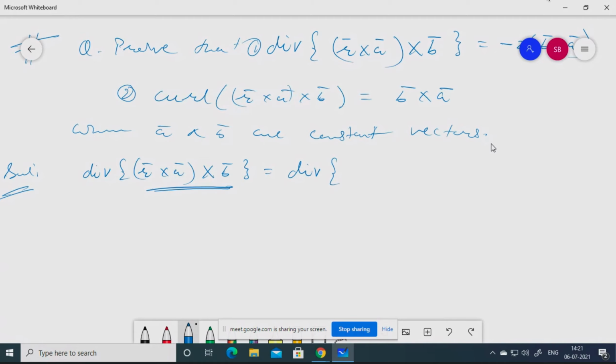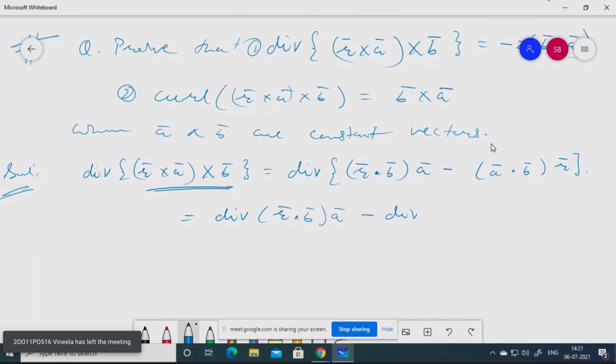Now tell me what is this thing. This will be R bar dot B bar into A bar minus A bar dot B bar into R bar. Okay. Now we will apply the divergence on this one. So this will be divergence of R bar dot B bar into A bar minus divergence of A bar dot B bar into R bar.